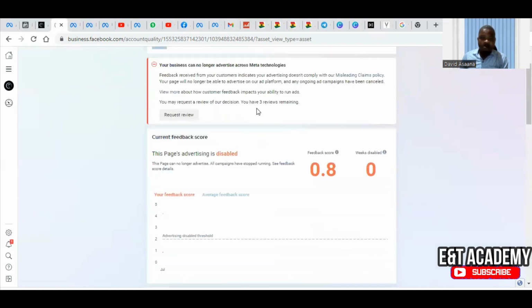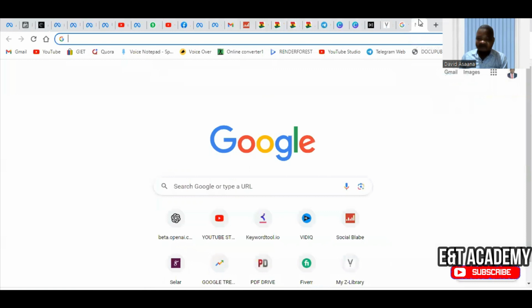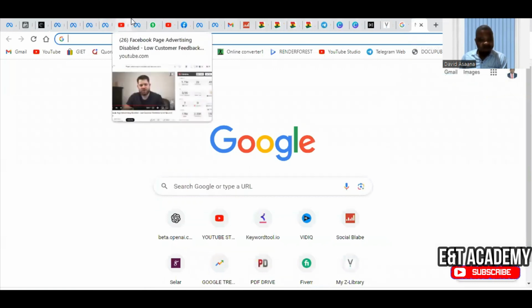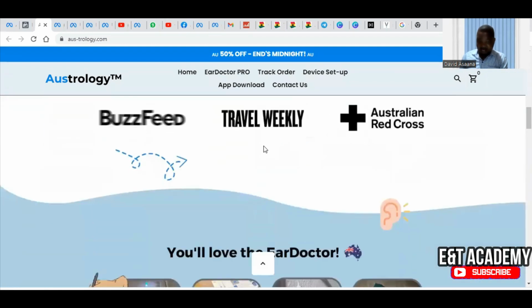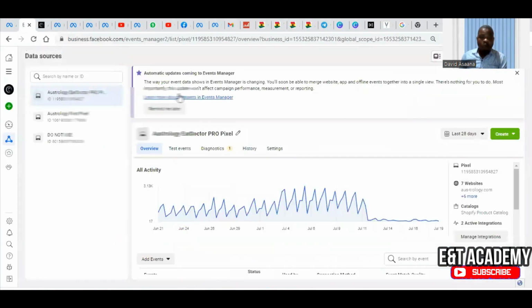Now, if you take time, I have analyzed everything in detail. Look at the ad campaigns that were run. And then this is the website. What exactly do we advertise?